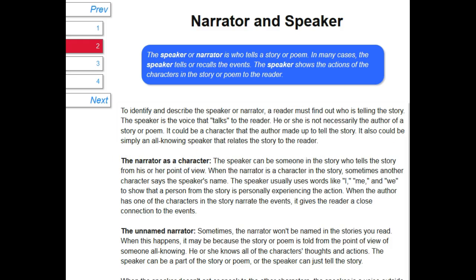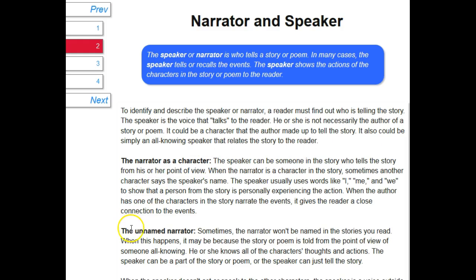The narrator as a character. The speaker can be someone in the story who tells the story from his or her point of view. When the narrator is a character in the story, sometimes another character says the speaker's name. The speaker usually uses words like I, me, and we to show that a person from the story is personally experiencing the action. When the author has one of the characters in the story narrate the events, it gives the reader a close connection to the events.